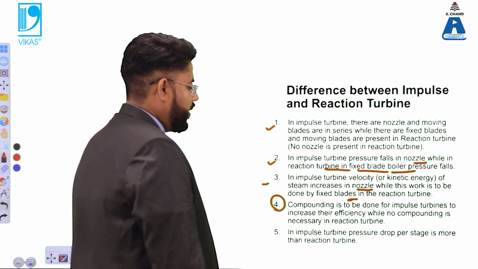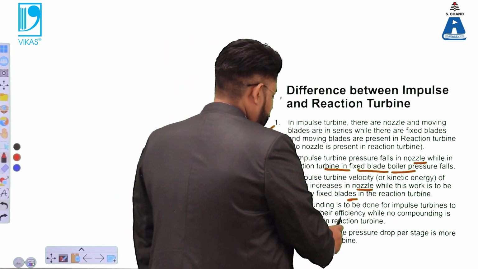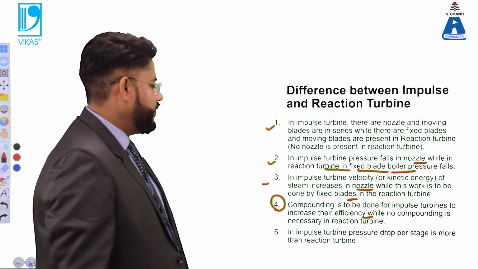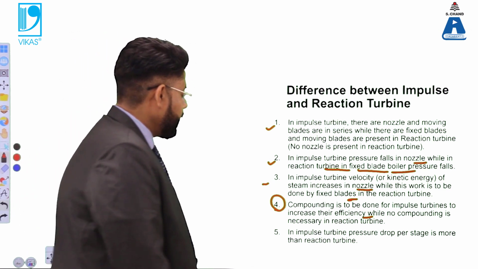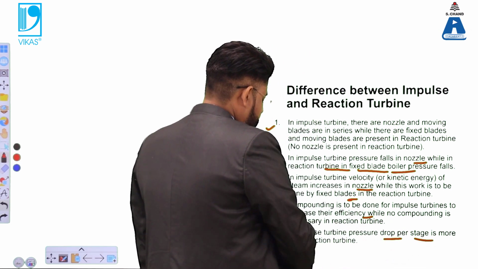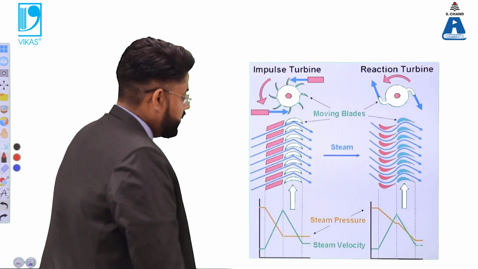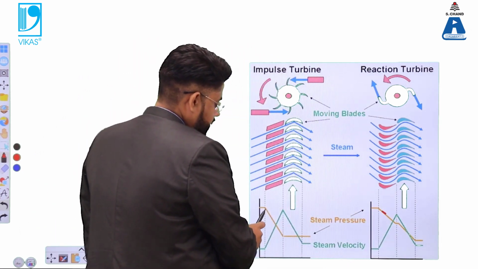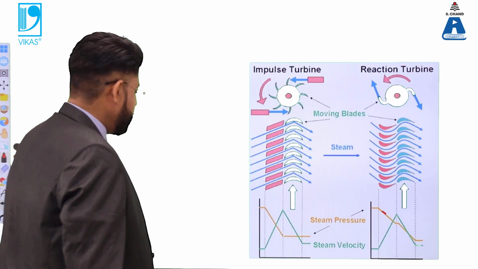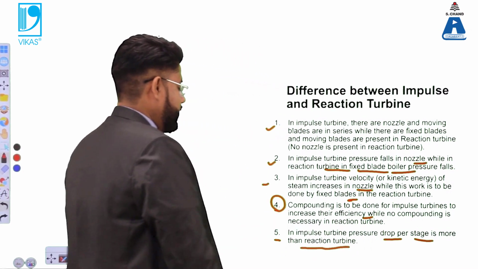Now there is one term, which is compounding, for the impulse turbine and the reaction turbine. Compounding is done for the impulse turbine in order to increase the efficiency, whereas no compounding is necessary in case of the reaction turbine, because the efficiency is already increased in this case. And in impulse turbine, there is a pressure drop per stage. The pressure drop per stage is more than in case of the reaction turbine. So if you look at that diagram, there is a pressure drop per stage for the impulse turbine, and that value is there for the reaction turbine. So you can observe that the pressure drop per stage is more than in the reaction turbine.